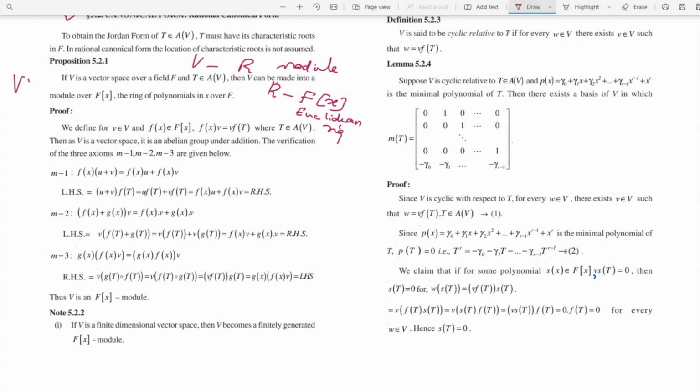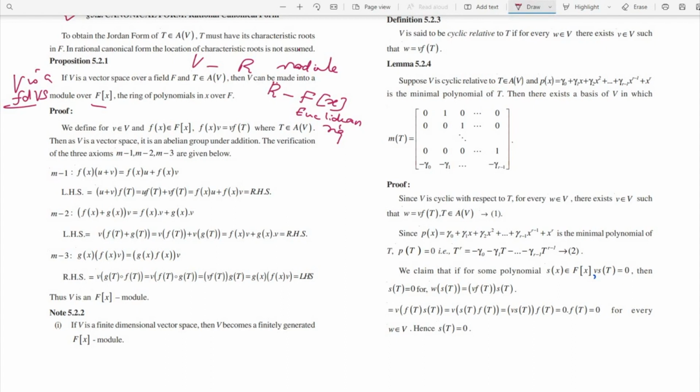Already we know that V is a finite dimensional vector space. Throughout the section, V is assumed to be a finite dimensional vector space. Already it has the structure of a vector space. Now we are going to give a module structure to this. If we need a module, then we need to talk about a ring also. So that ring is taken as the ring of polynomials, namely F[x], and that is known to be a Euclidean ring.